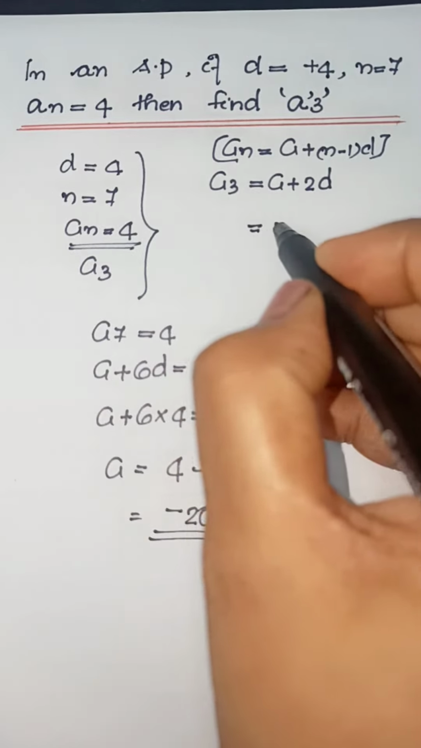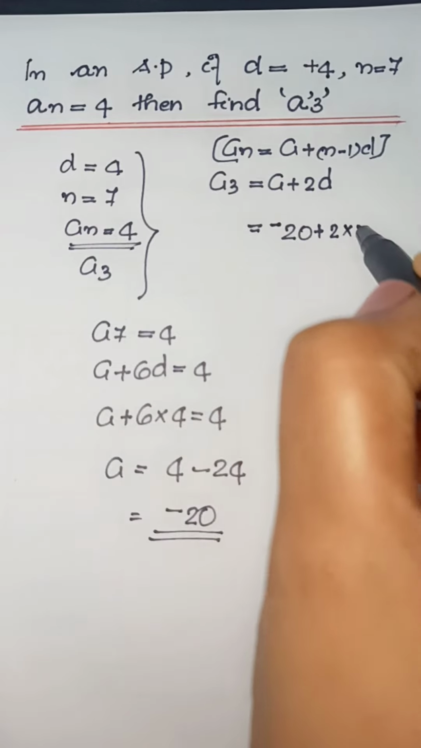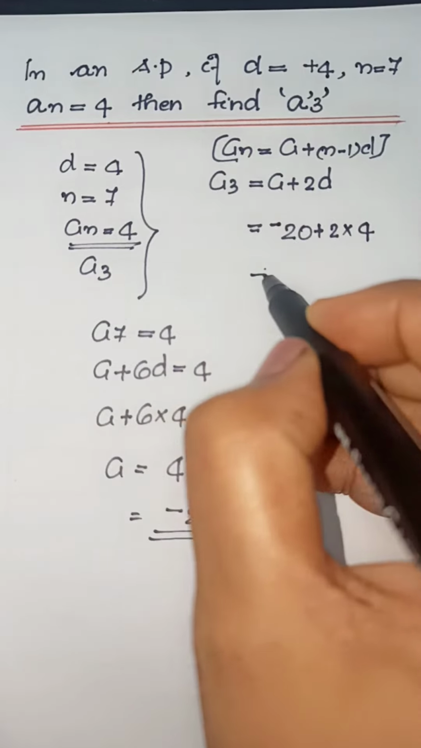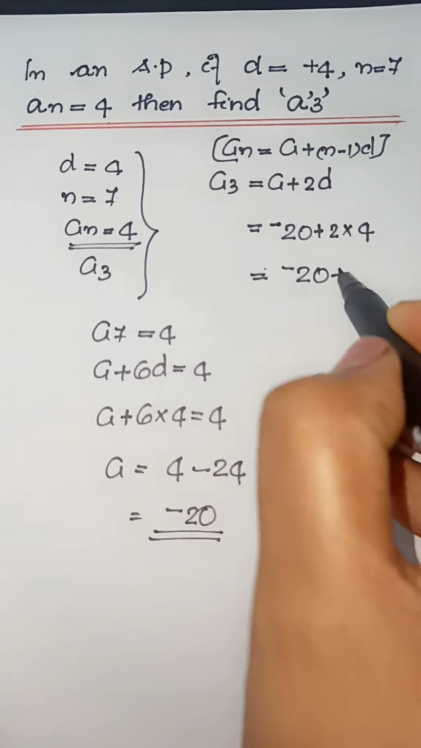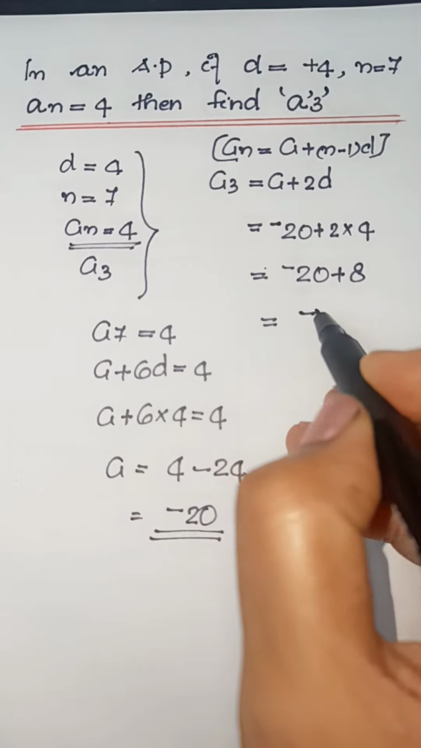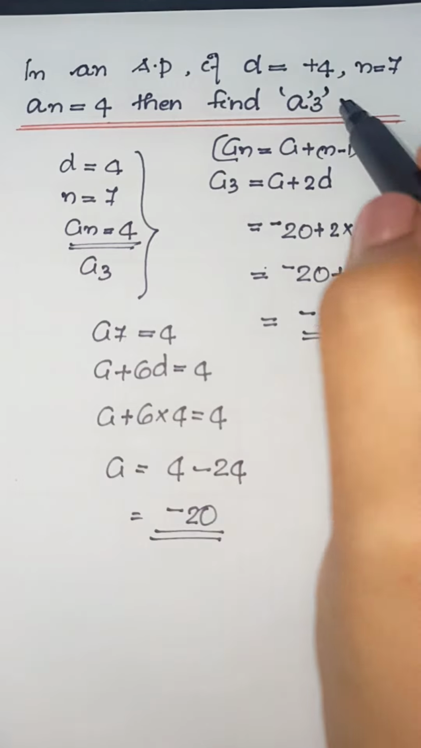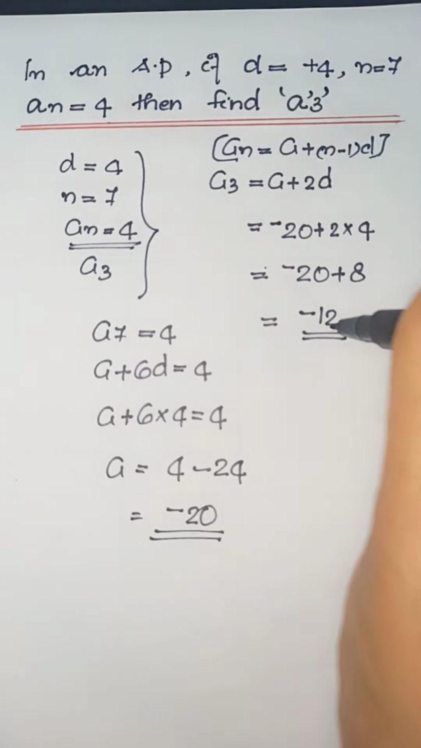Substituting here, minus 20 plus 2 into d, d is 4. So that's equal to minus 20 plus 8. So A3 is minus 12. Okay. So here we find the value of A3. A3 is minus 12.